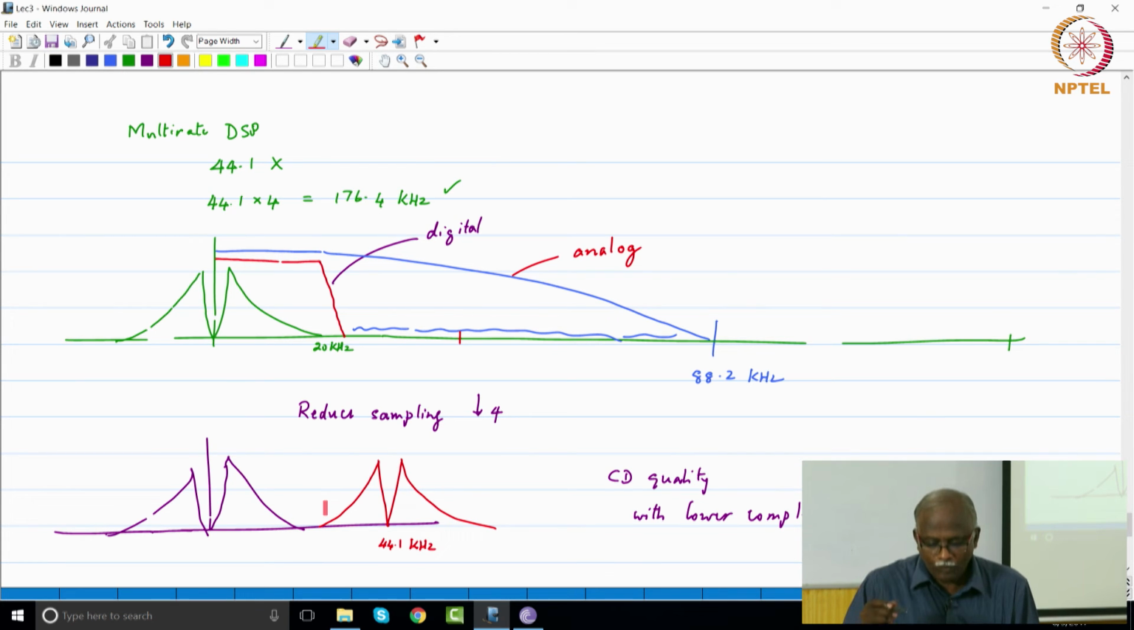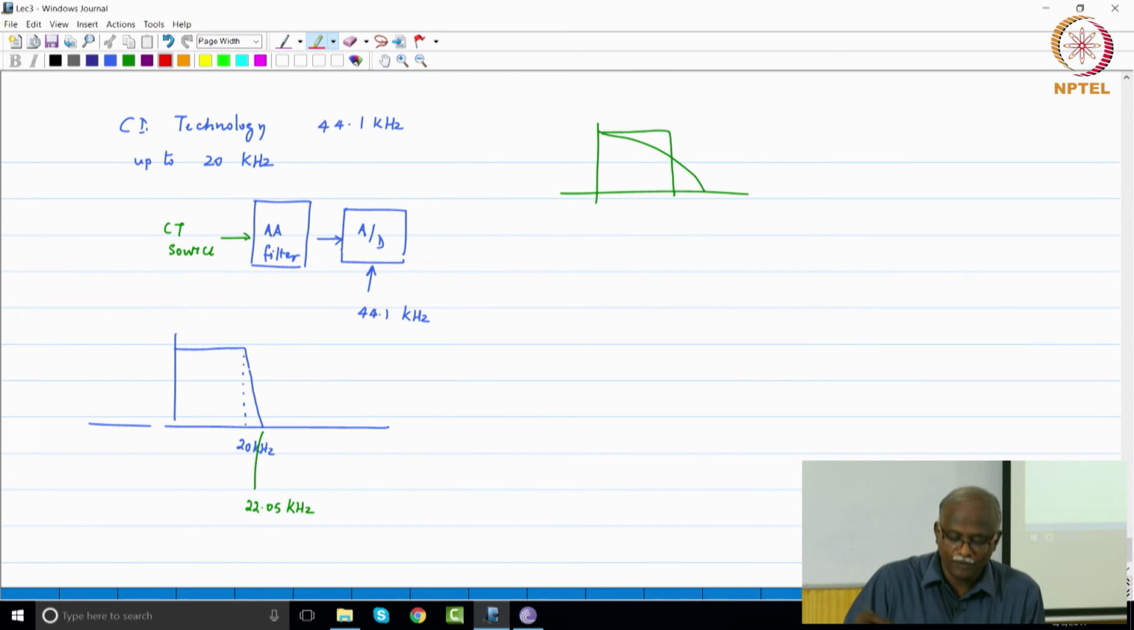Now, can I allow this analog filter to be a little sloppy, in other words, that it does not cut off at 88.2 but goes a little bit beyond 88.2? Okay, let me explain what I mean by that.